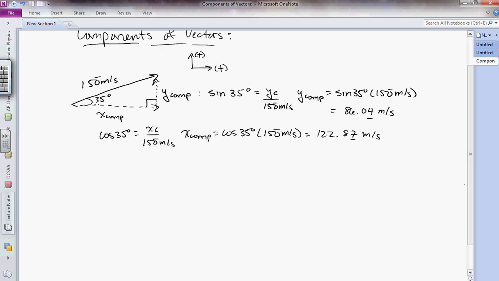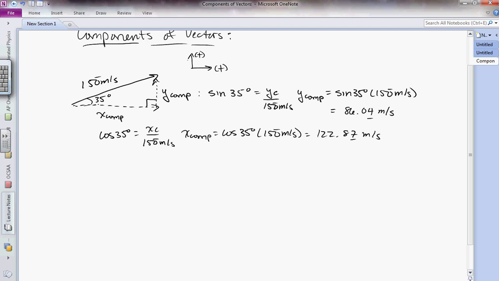Now, you have to be careful when you break things up into components that you make sure you get your signs right. In this case, this vector had a positive x component because the x component pointed off to the right. It also had a positive y component because the y component pointed up.